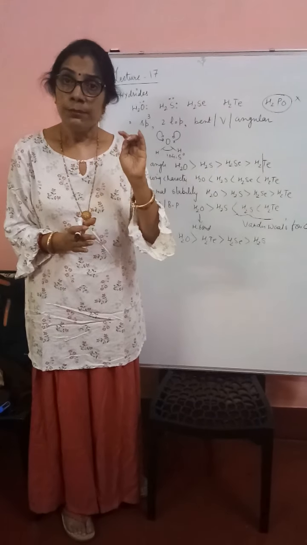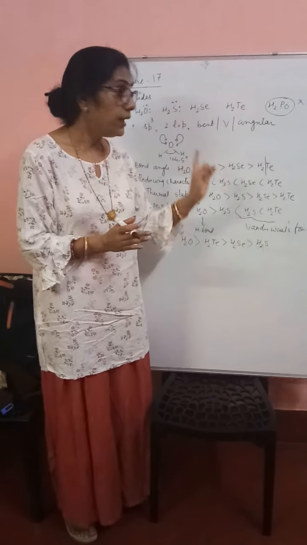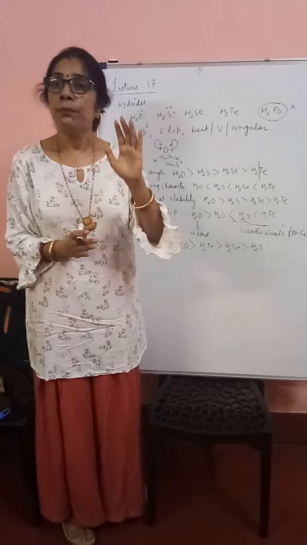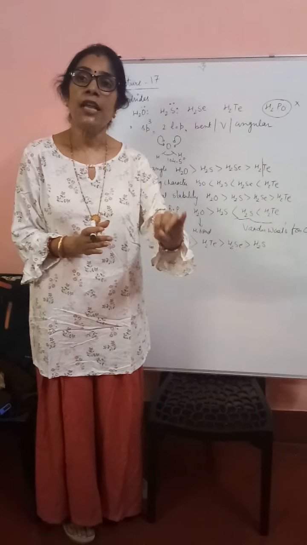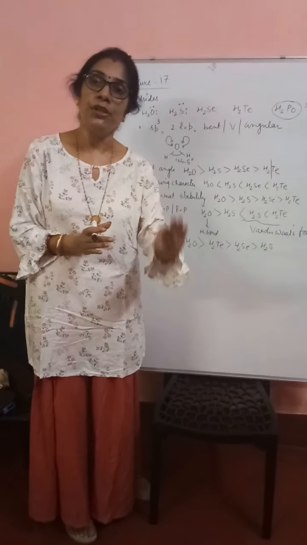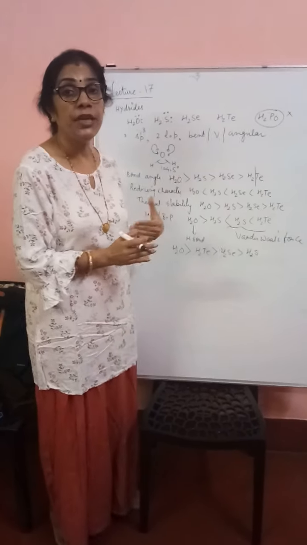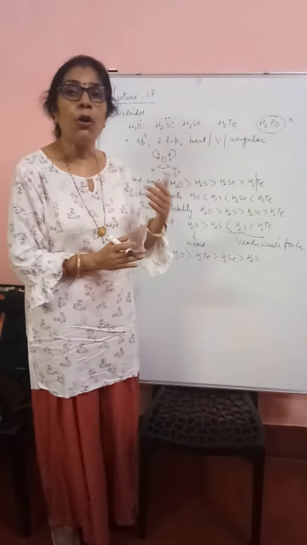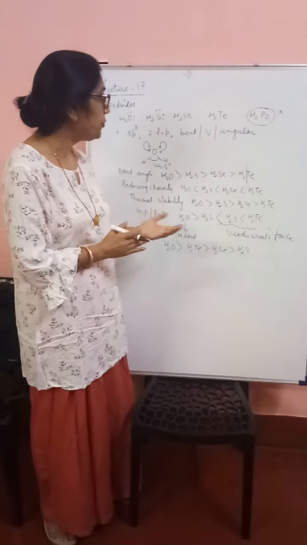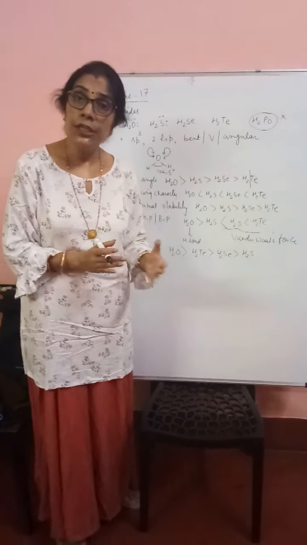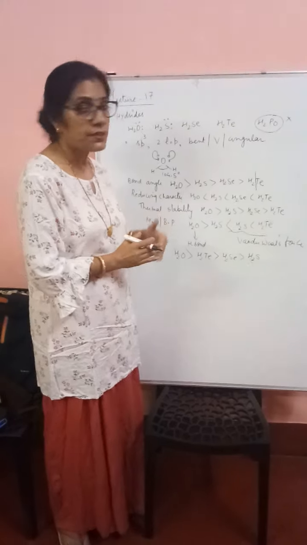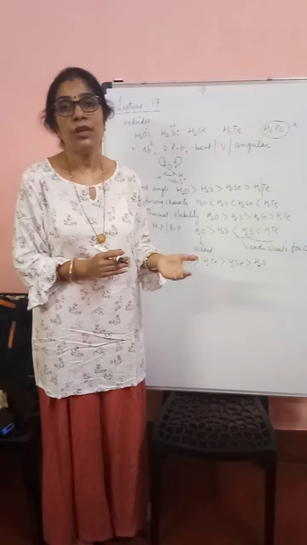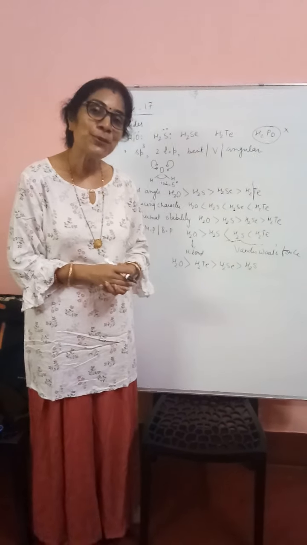You have to assimilate, you have to learn and understand their periodic properties: atomic size, ionization energy, electron gain enthalpy, electronegativity, and so on. So chemical behavior, combination with hydrogen we have done today, hydrides, learn it properly, and in our next lecture we are going to start with oxides. Thank you very much.